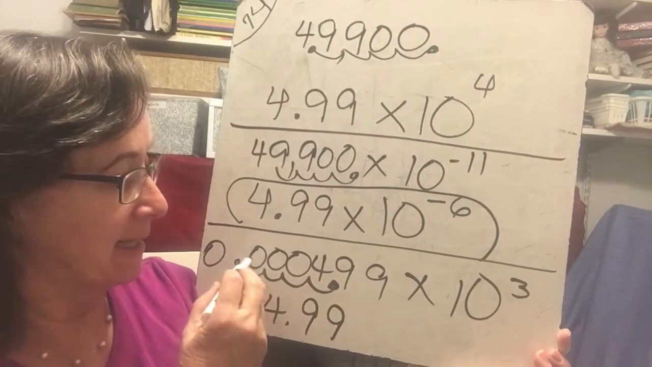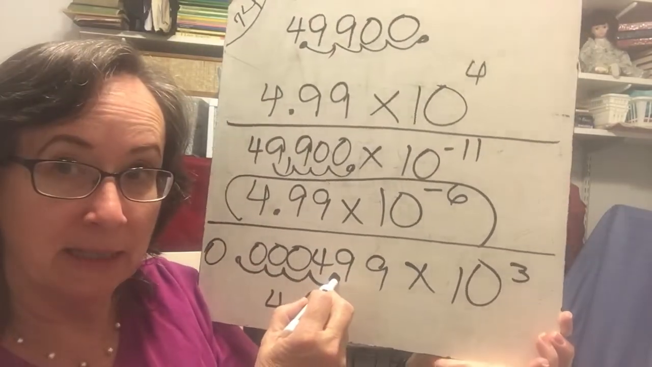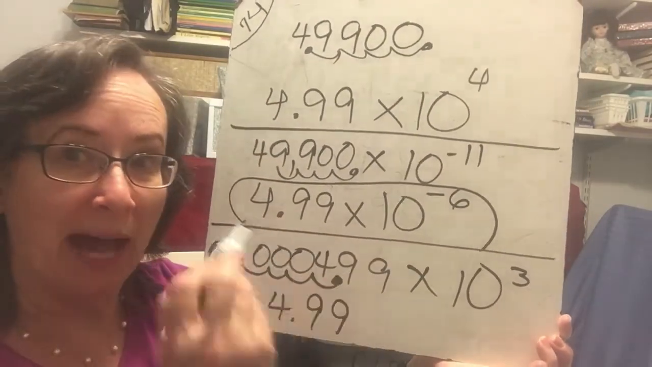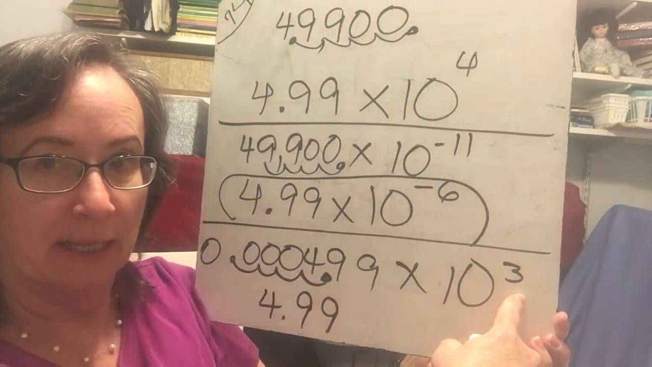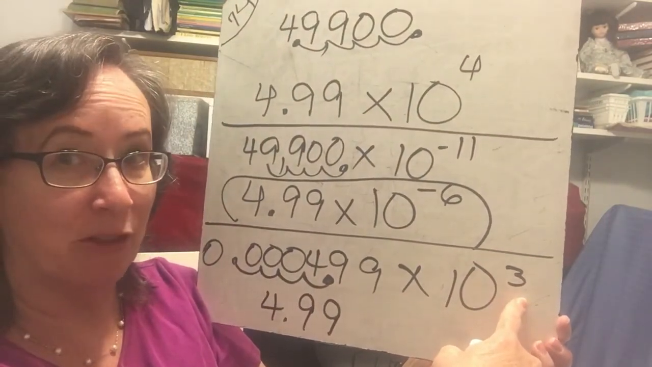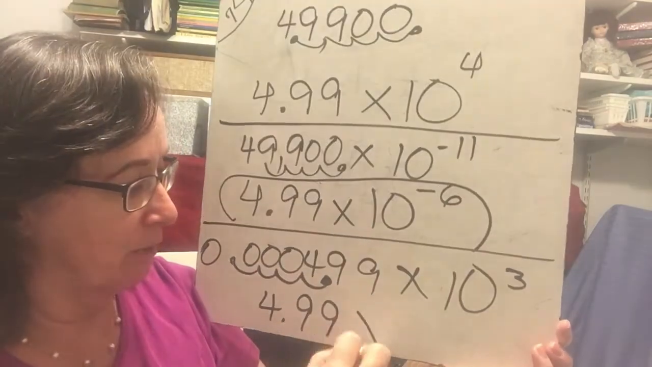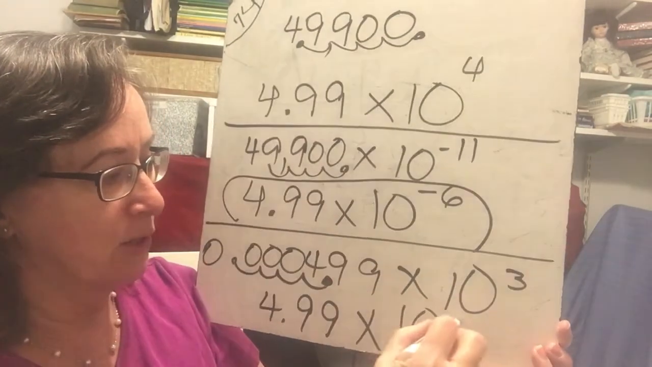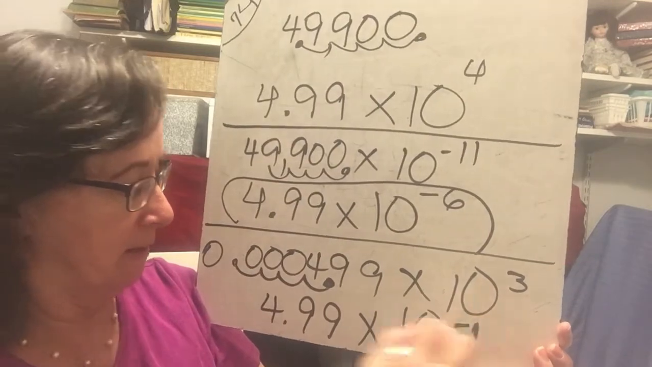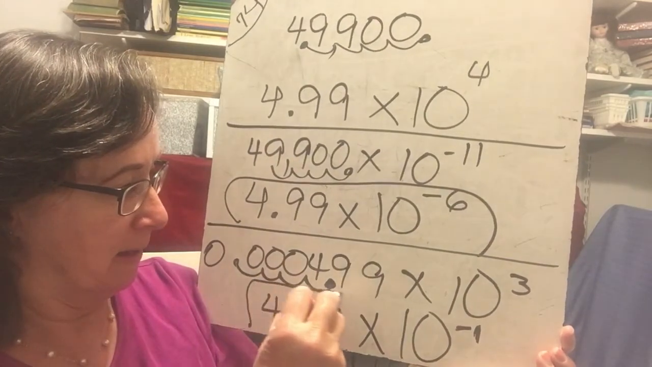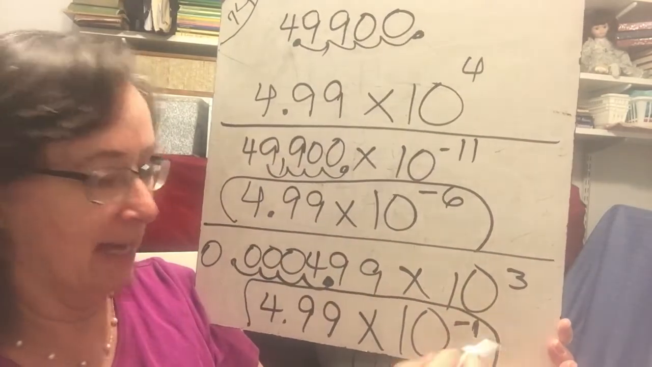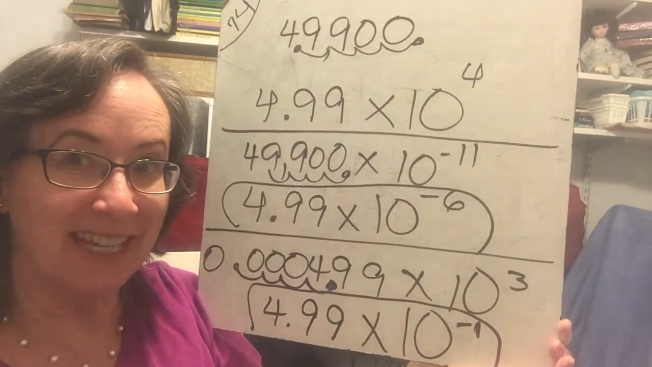4.99. Now since I moved it 4 to the right, don't I need to move it back to the left with this? So 4 steps to the left, 3 take away 4 is negative 1. So times 10 to the negative 1. And that is in scientific notation.